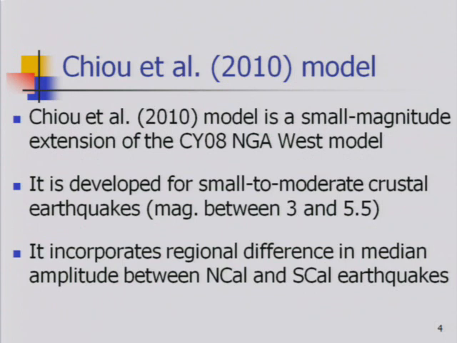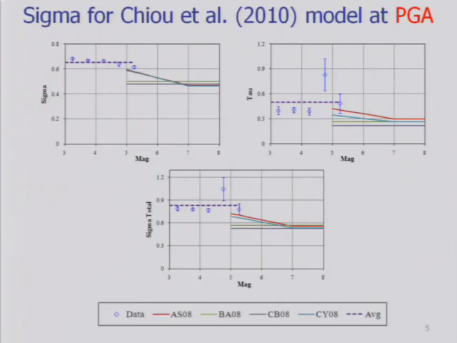Brian is going to talk in more detail about the Chiou et al. model, but I'm going to give you a brief overview. It's basically a small magnitude extension of the Chiou and Youngs 2008 NGA West model. It was developed, like I said, for small to moderate shallow crustal earthquakes, and it incorporates regional difference in median amplitude between Northern California and Southern California earthquakes. The intra-event and inter-event residuals from the Chiou et al. model were separated into half-unit magnitude bins, and the corresponding standard deviations were calculated.